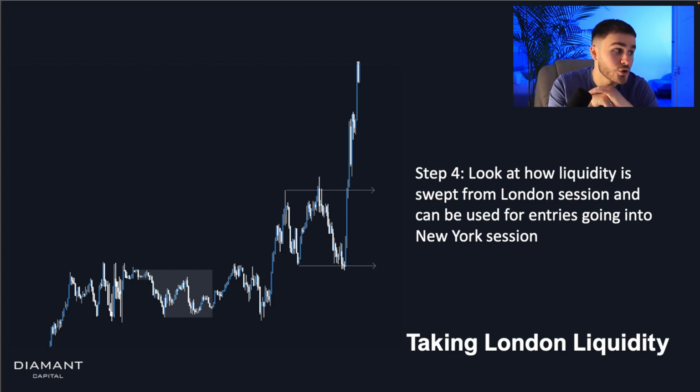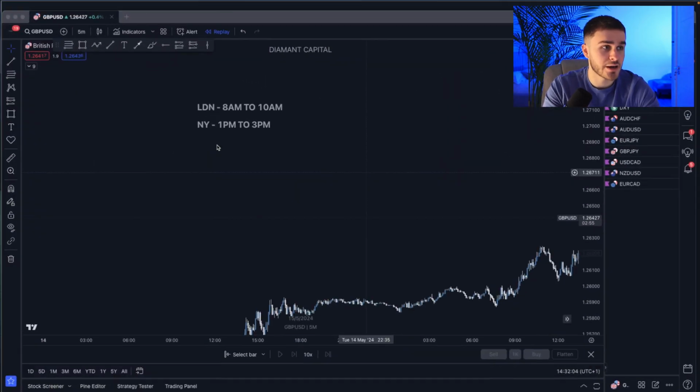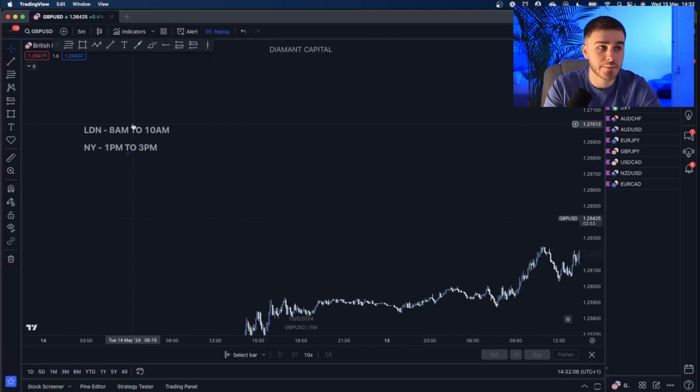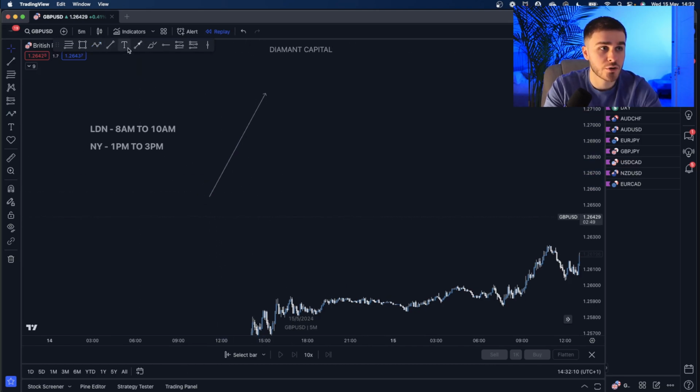So step number 4 is always look for liquidity to be swept in from the London session, and can be used for entries going into New York session. So just to reiterate that point again, these are the key timings that you're going to be looking at. If, for example, we are bullish, so we know that we are buying by trend, let's just call it that.